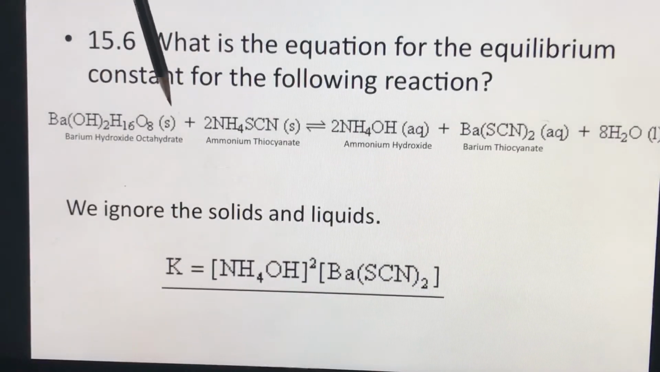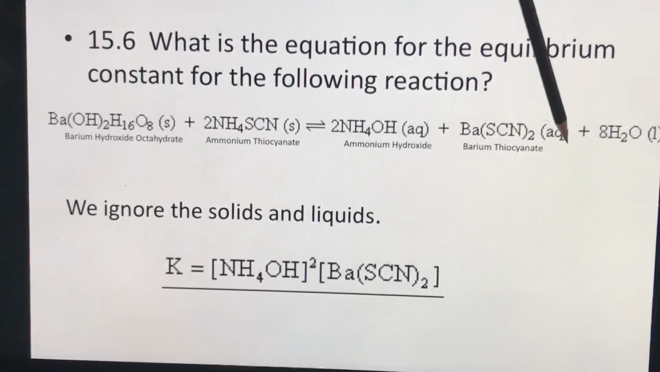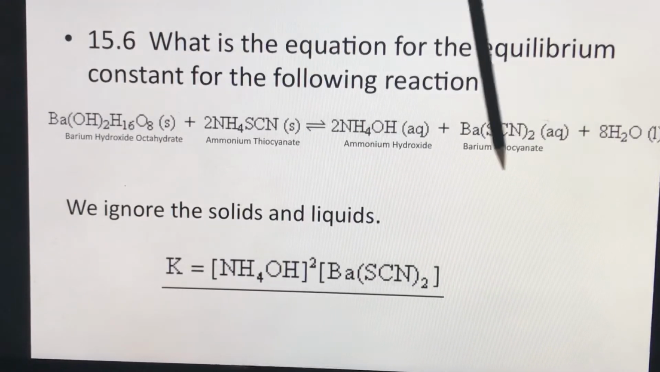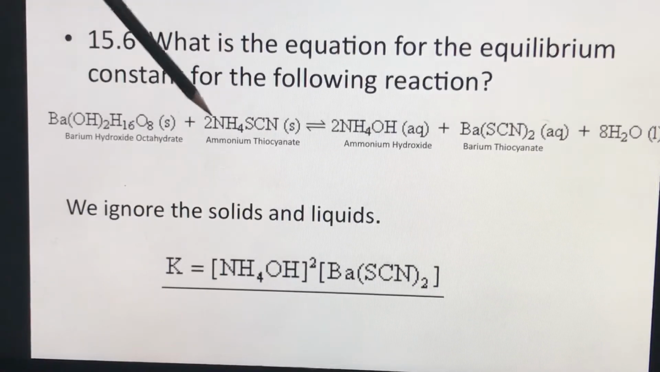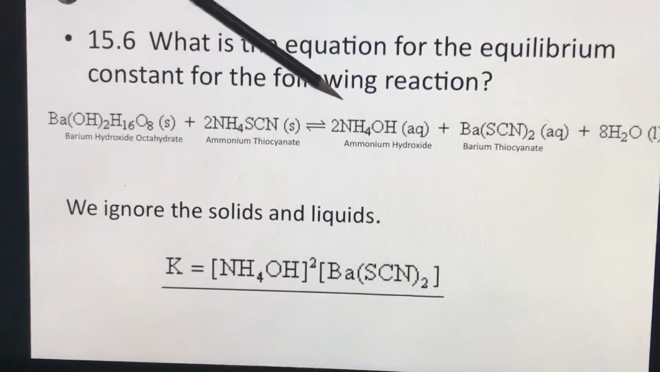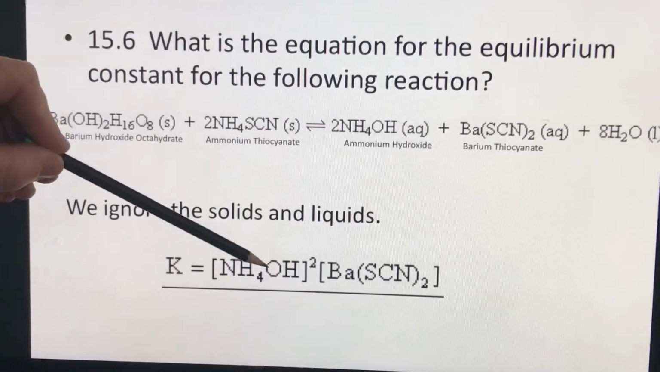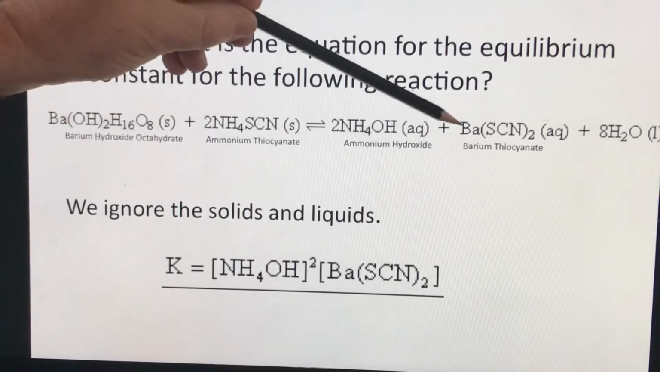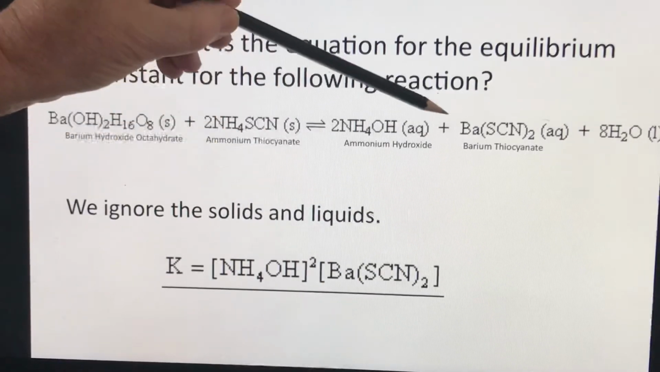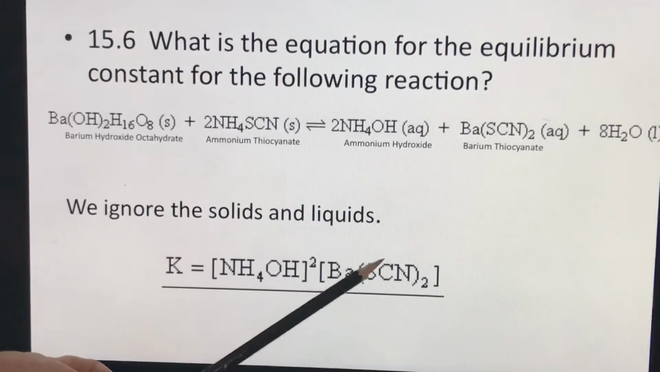So let's look at our phases. We have solid, solid, aqueous, aqueous, liquid. So the only 2 that make the cut for the K are these 2, because they're in aqueous. We don't include liquids and we don't include solids. So here we have the ammonium hydroxide. Since our stoichiometric coefficient is 2, our exponent is 2. And then with the barium thiocyanate, since there's sort of an invisible 1 here, it's just that concentration.